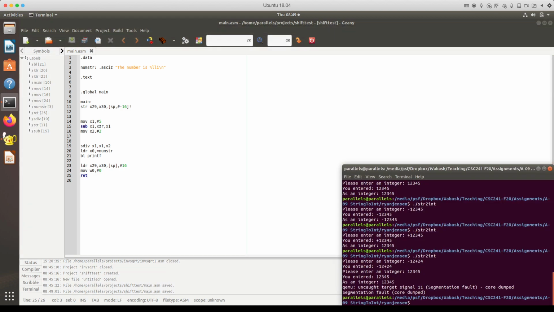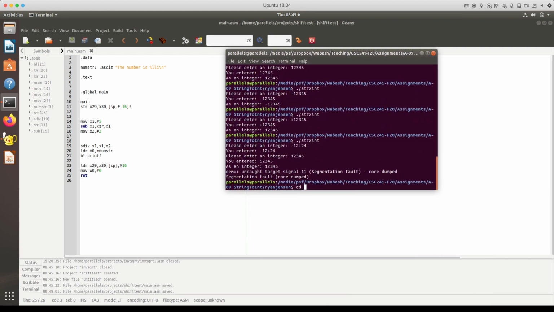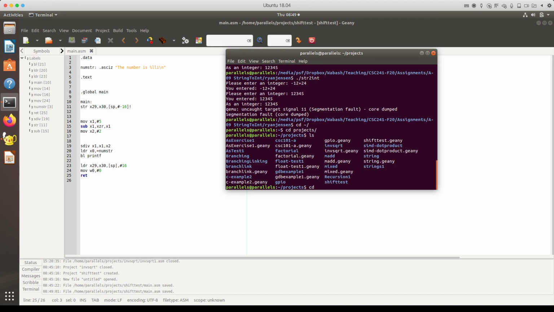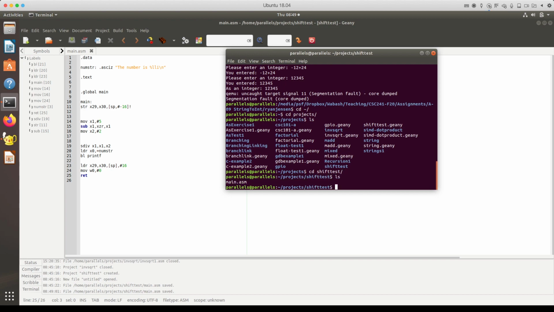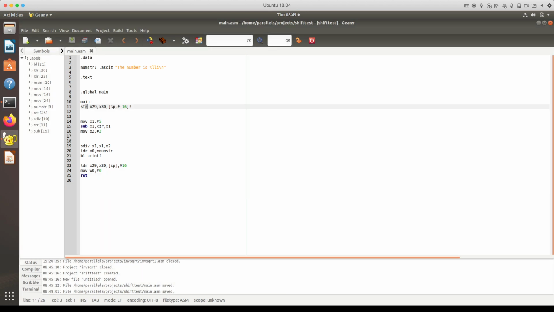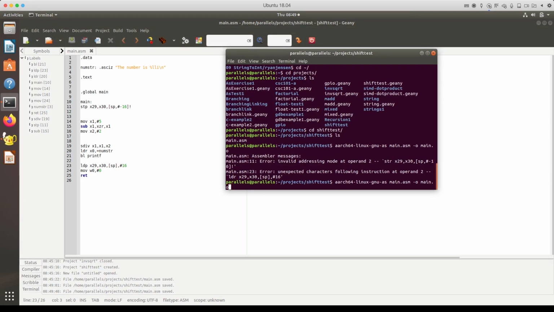All right, so let's go into a terminal and, what did I call this thing? Shift test. All right, so let's assemble it. Oh, what's wrong there? Oh, it's STP. Yeah, thanks. And this should be LDP. Yeah, duh. Oops. Okay.